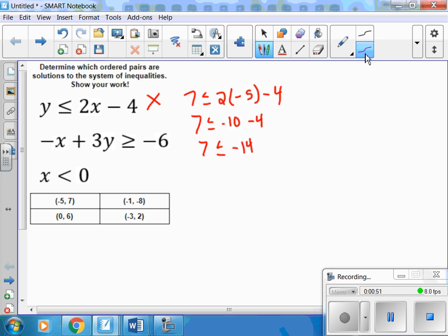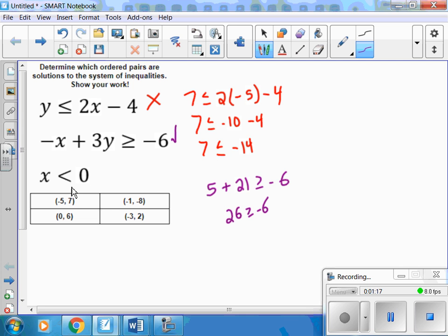Doesn't work for the top inequality. Let's check the other one. I'll plug -5 in for -x here. So a negative and a negative makes a +5. And then plus 3 times y, that's 3 times 7. So 3 times 7 is 21, greater than or equal to -6. 5 plus 21 is 26. That is greater than -6. So it works for this one.